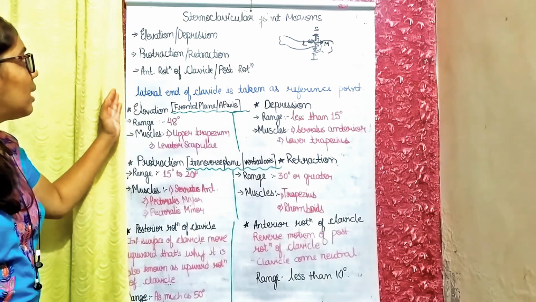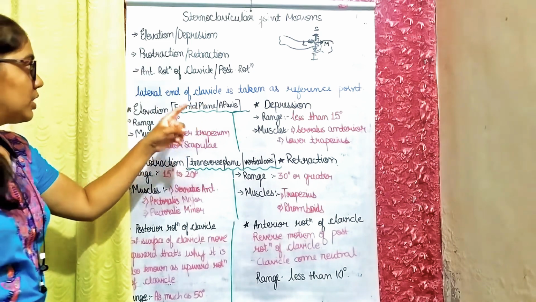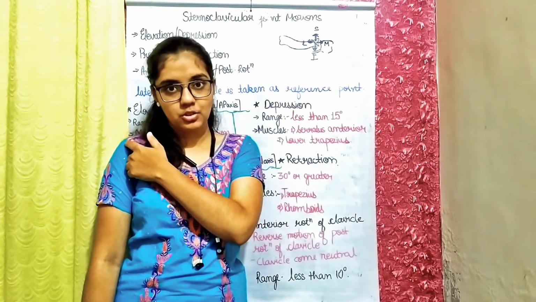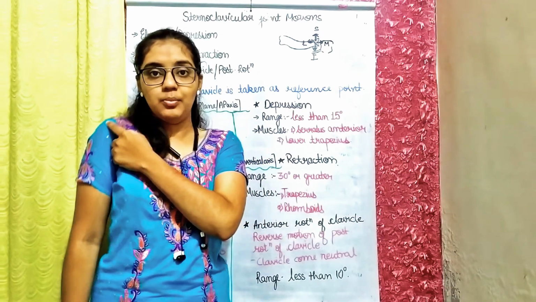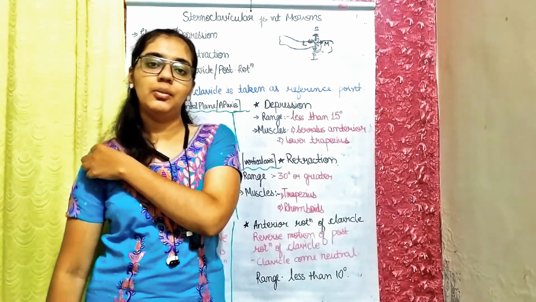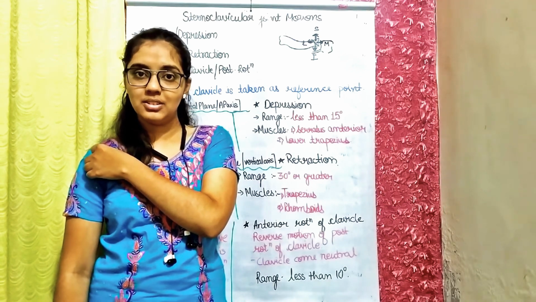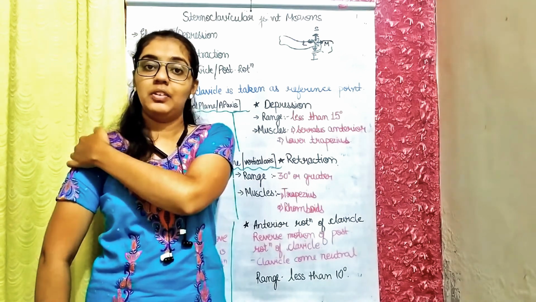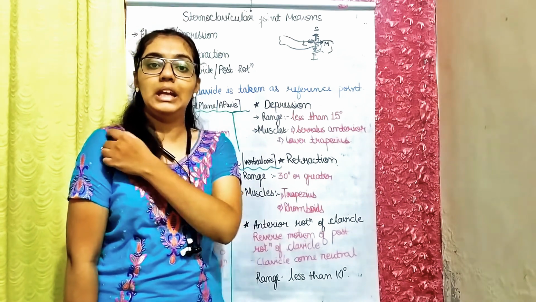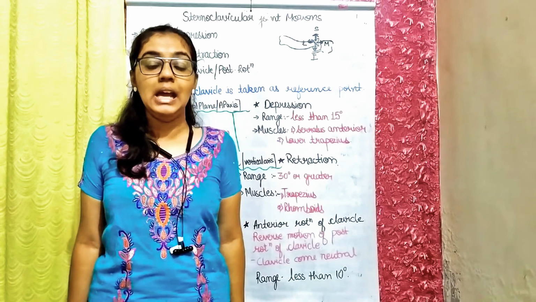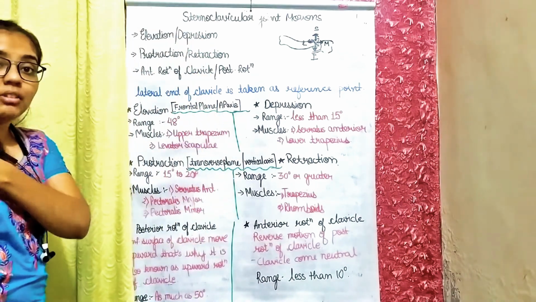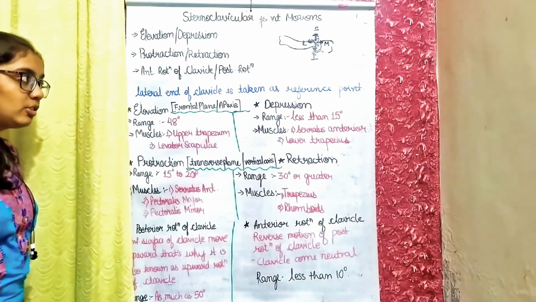While we are discussing sternoclavicular joint motion, the lateral end of the clavicle is taken as a reference point. If the lateral end of the clavicle moves upward, it is known as elevation. If it moves downward, it is known as depression. When it moves anteriorly, it is known as protraction. When it moves posteriorly, that is known as retraction. So during these motions, the lateral end of the clavicle is taken as a reference point.